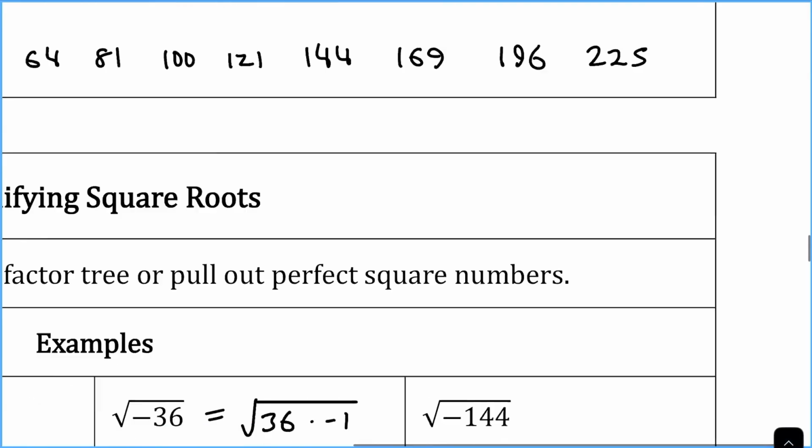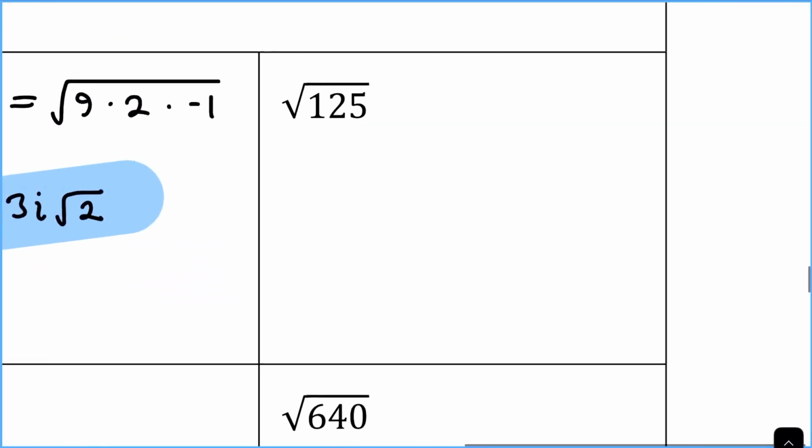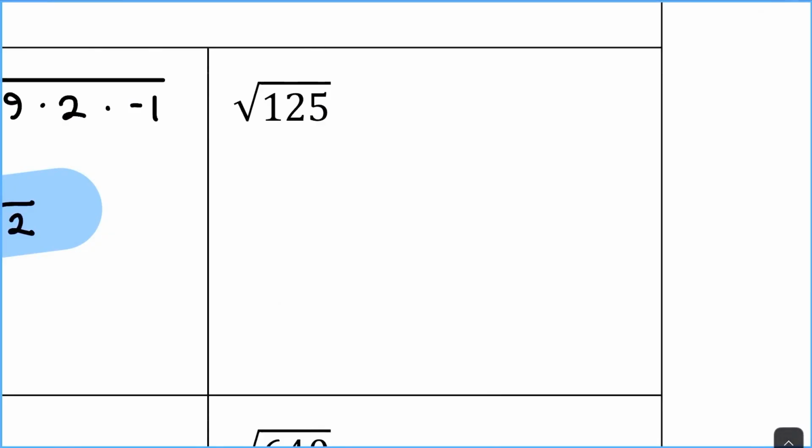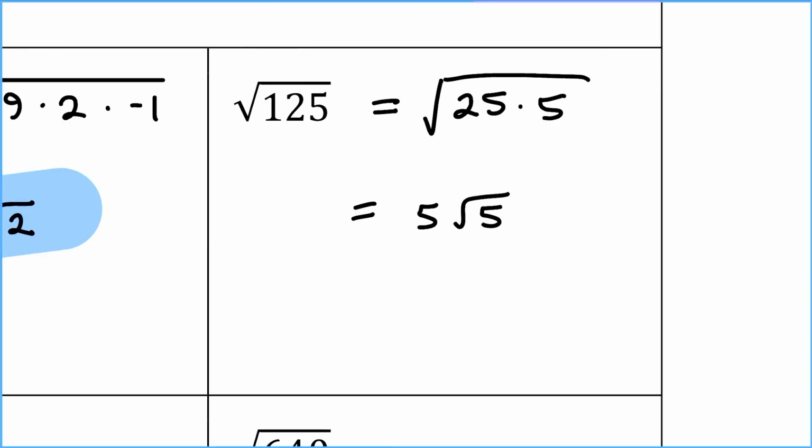125 is not a perfect square number, but 25 is. 125 is 25 times 5. That's what you want to break it up. Square root of 25 is 5. The other 5 stays.